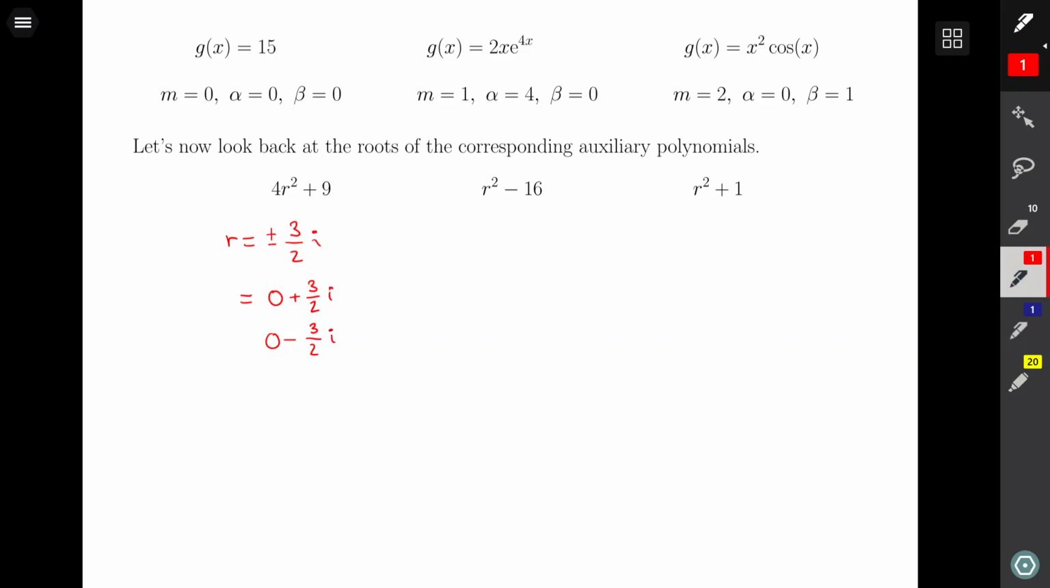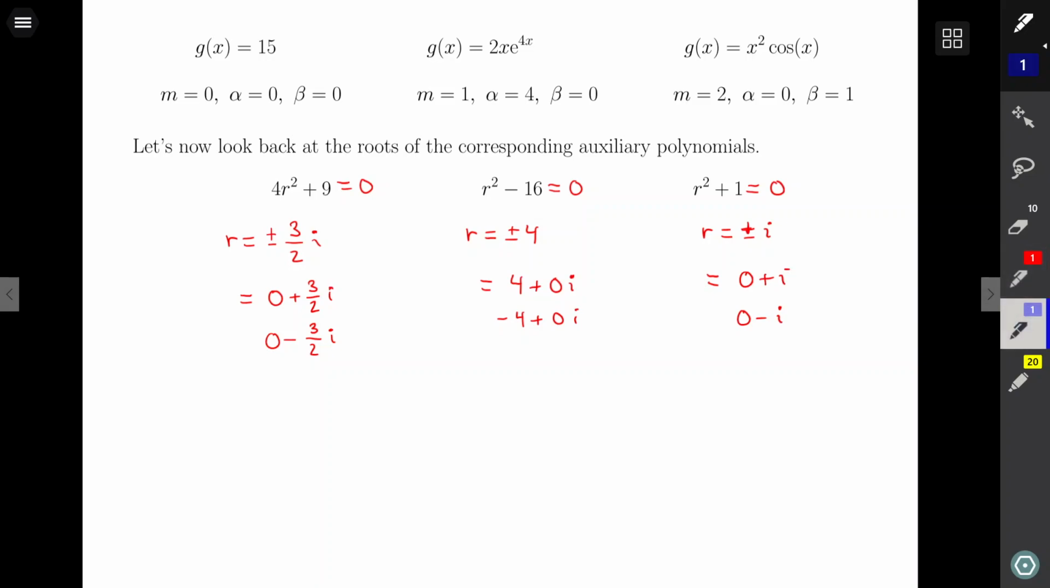And I'll do that for the other ones also. So we set each of these polynomials equal to 0, remember? So the second case, the roots were plus or minus 4, which are 4 plus 0i and negative 4 plus 0i. And then the third one we had plus or minus i, which is the same thing as 0 plus i and 0 minus i. Okay, the second and third ones we had to add an extra power of x when we made our guesses.